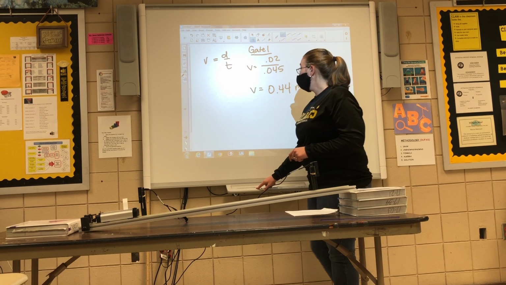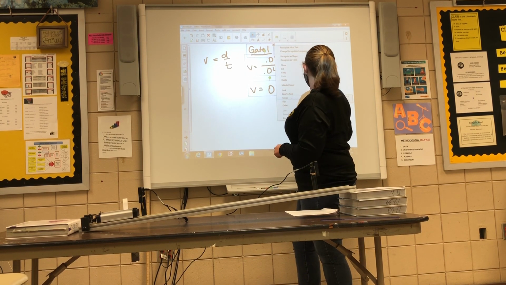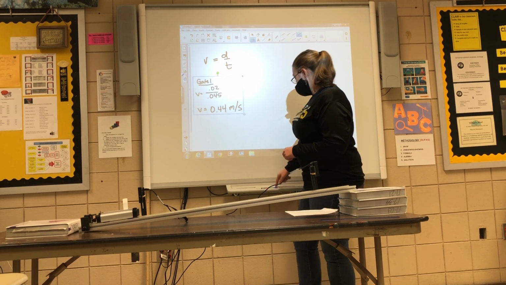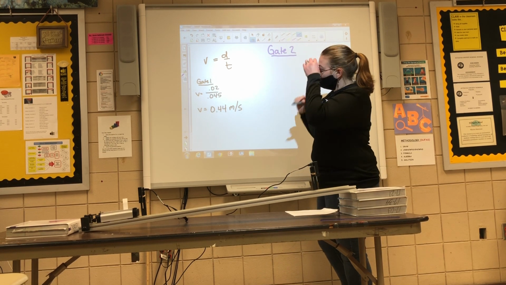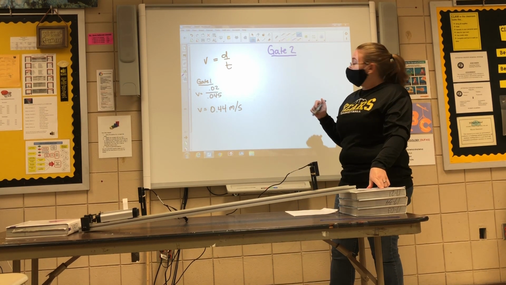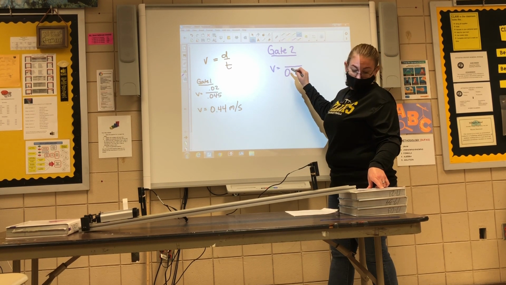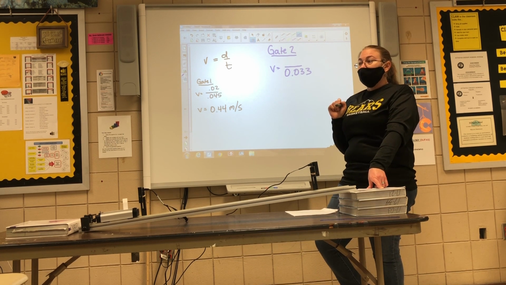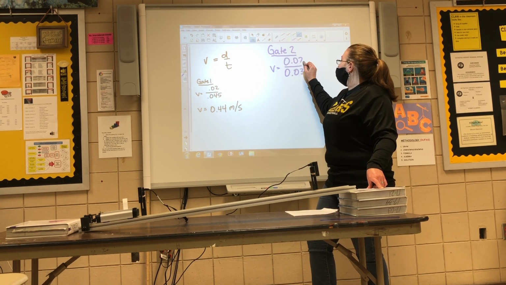Alright. I'm gonna leave that up there, I just wanna make it a little smaller. Alright, we're gonna stick gate 1 over there. Alright, we'll go to another color for gate 2. Keep it separate. Alright, gate 2, what was my time? 0.033. What was my distance? 0.02, the width of the little flag on the card.